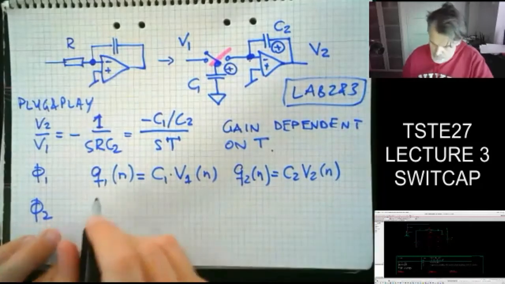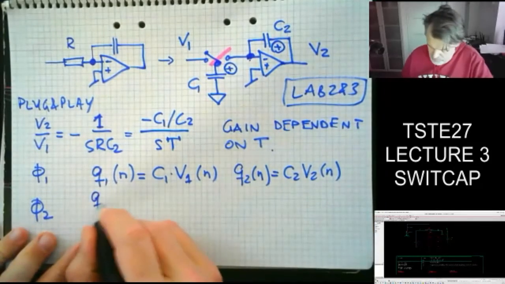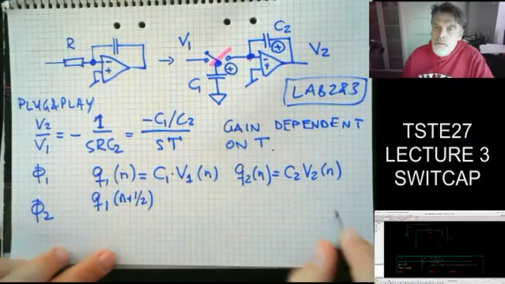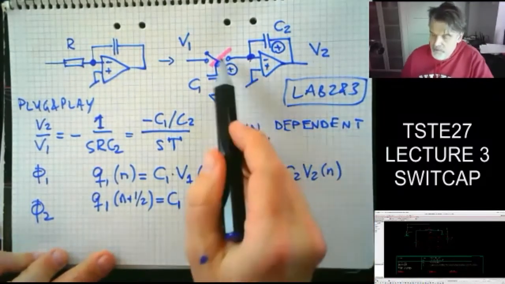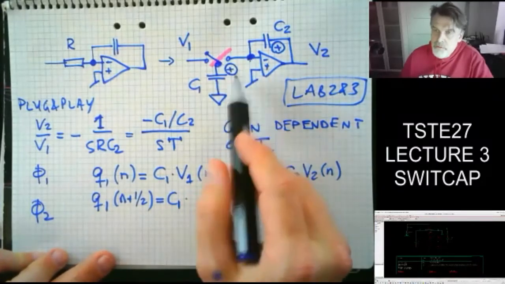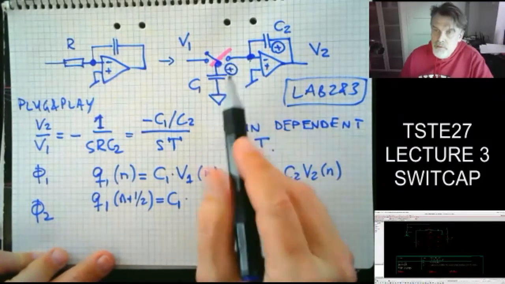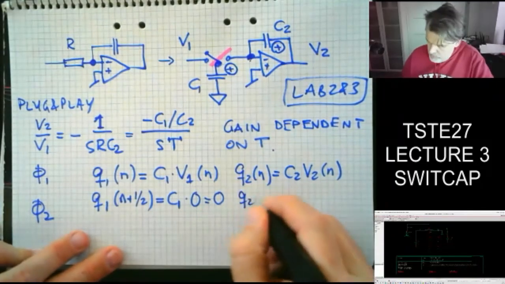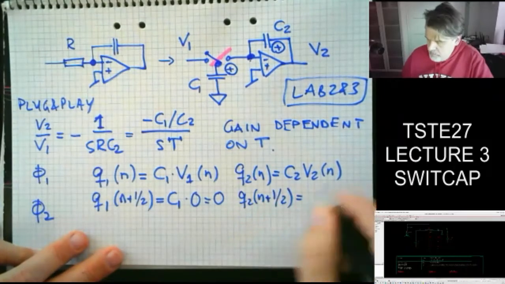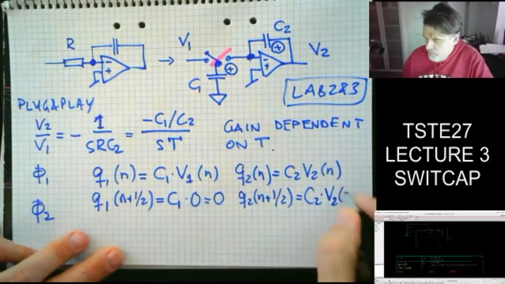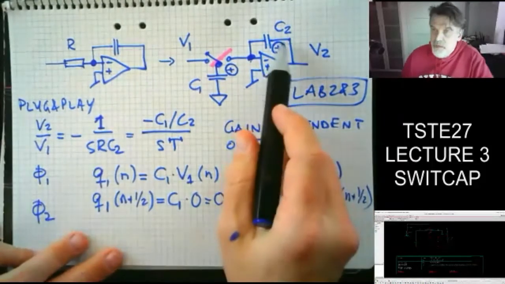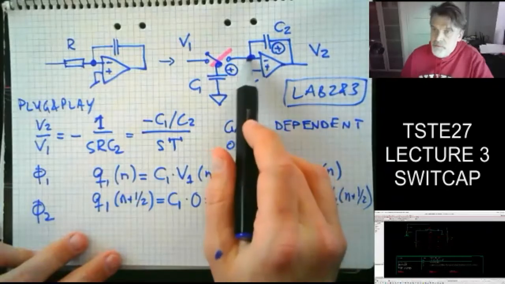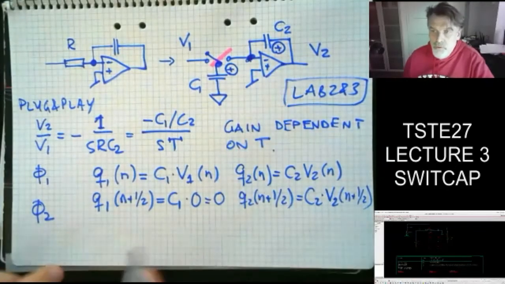All right, what do we know in the second phase? Q1 of N plus a half is going to be C1 times, but now the switch is connected like this to virtual ground and normal ground, so that's going to be 0. Q2 of N plus a half is simply going to be C2 times V2 of N plus a half. That hasn't changed at all. Well, potentially the voltage has changed, but the expression, it's always connected to virtual ground and output, so that shouldn't be any surprise.